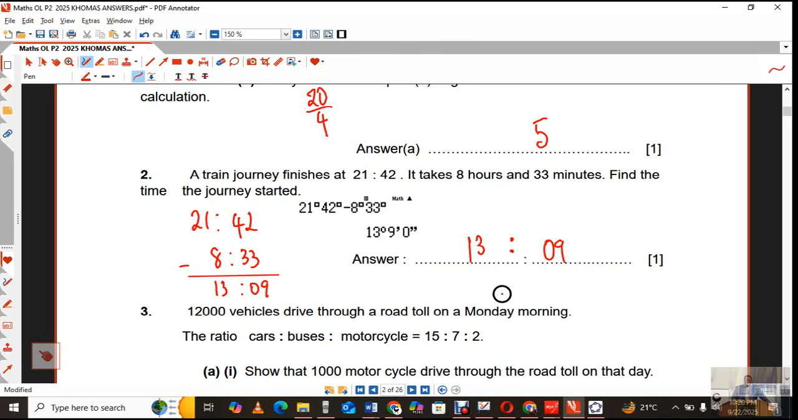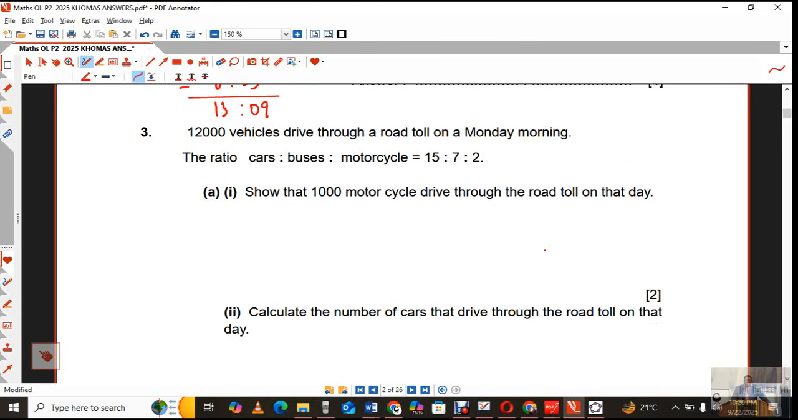Okay, question 3. 12,000 vehicles drove through a road toll on a Monday morning, and you're given the ratio of cars, buses, and motorcycles, 15 to 7 to 2. So they say that you're supposed to show that the motorcycles, the 1,000 motorcycles that went through that day. So it may be important that, number one, you get what this part of the ratio is out of.